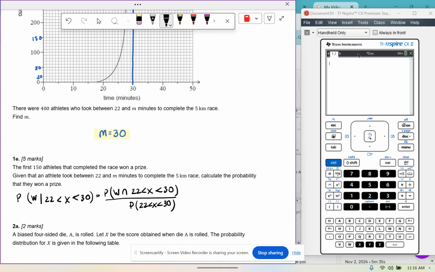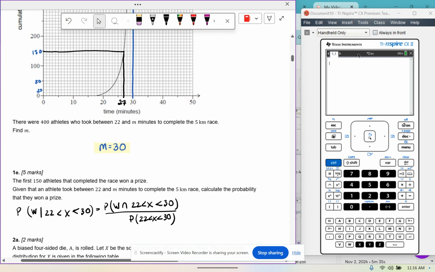So the first 150 athletes. I'm going to go on the cumulative frequency axis, 150, and I'm going to go over till I find that time cutoff right there, 27. Okay, so it looks like the 150th person crossed the finish line right at the 27-minute mark. All the people up to that 27-minute mark, those 150 people, they won.